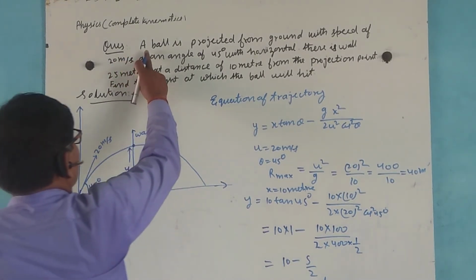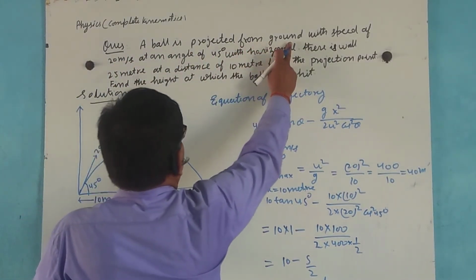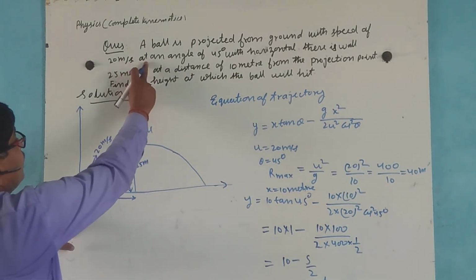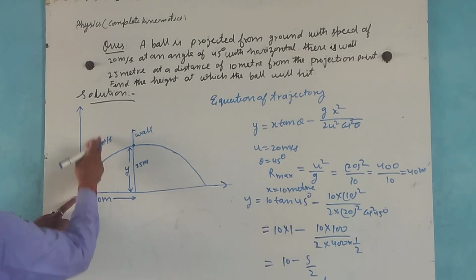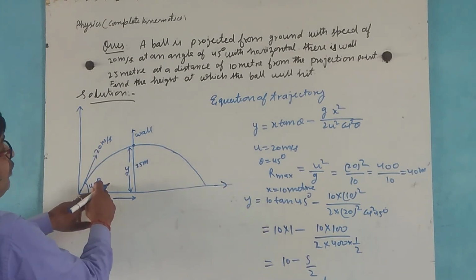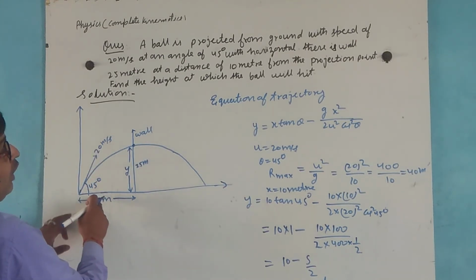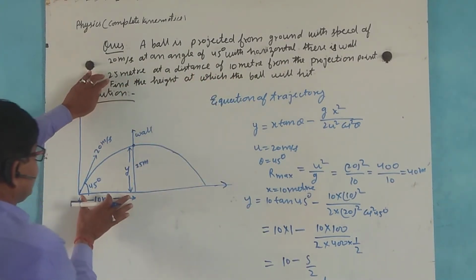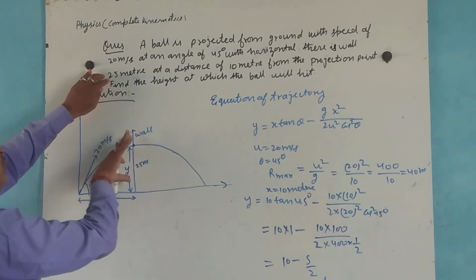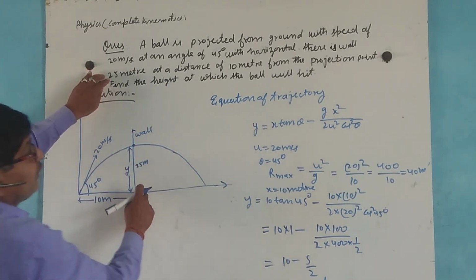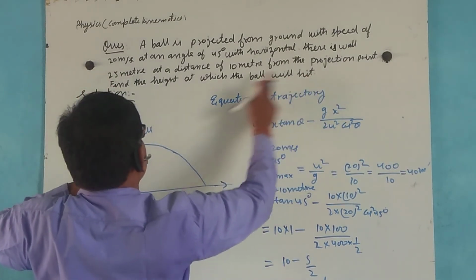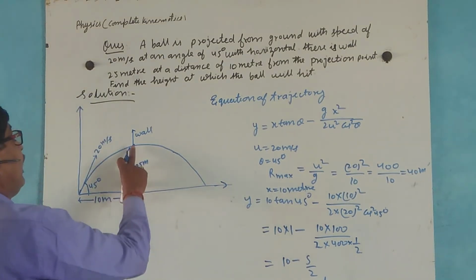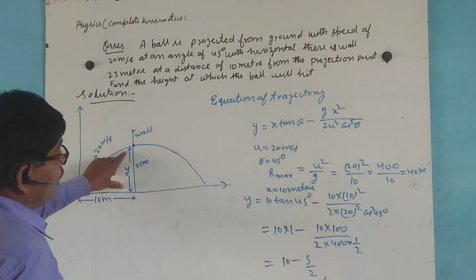Now here is a question: a ball is projected from the ground with a speed of 20 meter per second at an angle theta of 45 degrees with the horizontal, and there is a 25 meter wall at a distance of 10 meter. In this case, we have to find the height at which the ball hits the wall.